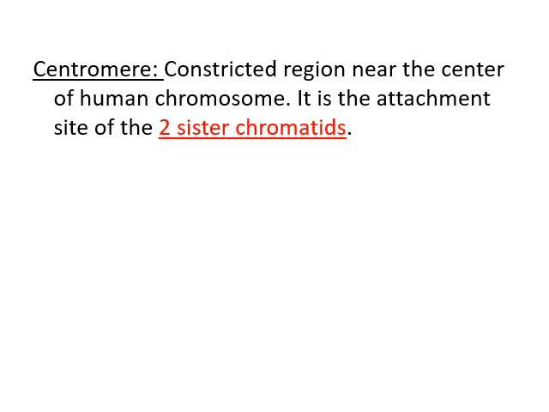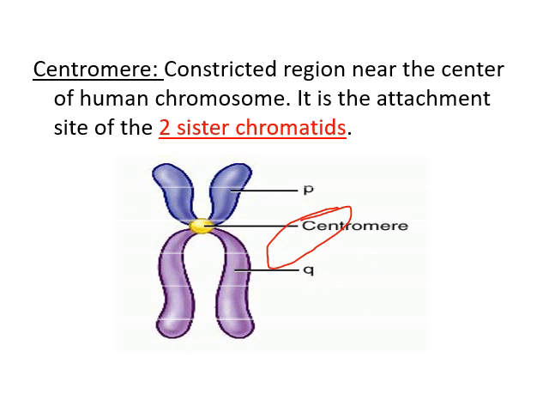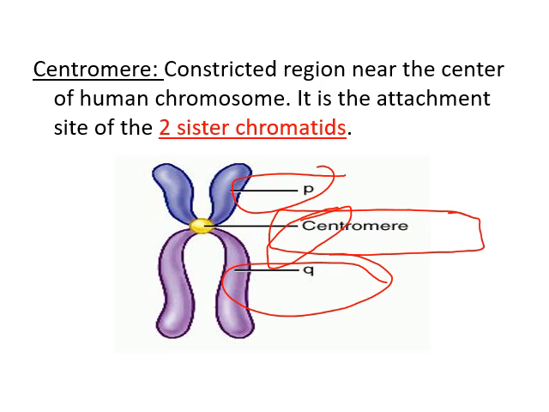It's a constricted region near the center of the human chromosome. It's the attachment site of the two sister chromatids, the site where the two sister chromatids are attached together. This is the centromere. This is the P arm, this is the Q arm, the long arm, and this is the centromere.